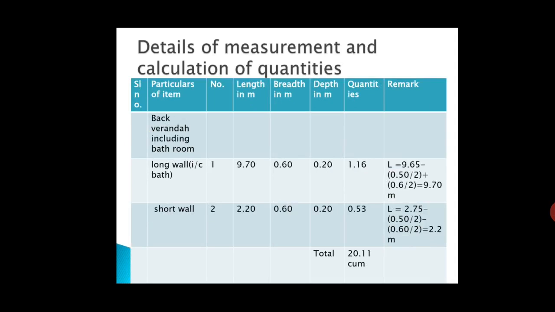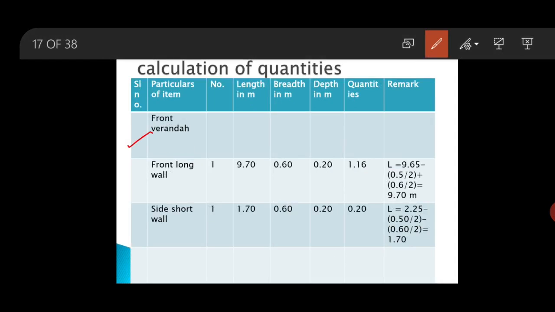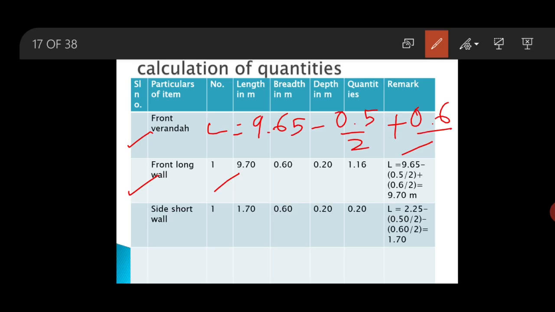Okay. So here write down front veranda and first long wall. Number is 1. So length here you can see from the center to center length you have to subtract 0.5 by 2 and add 0.6 by 2, which will give you the length as 9.7 meter.